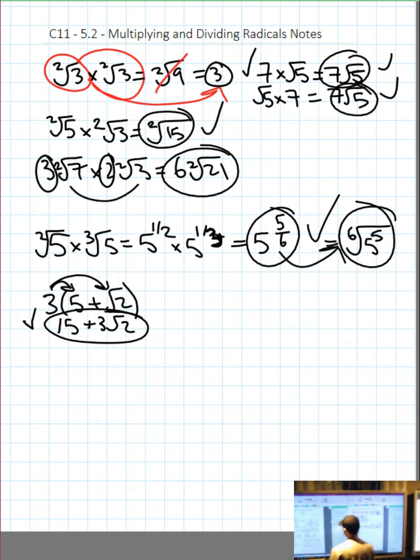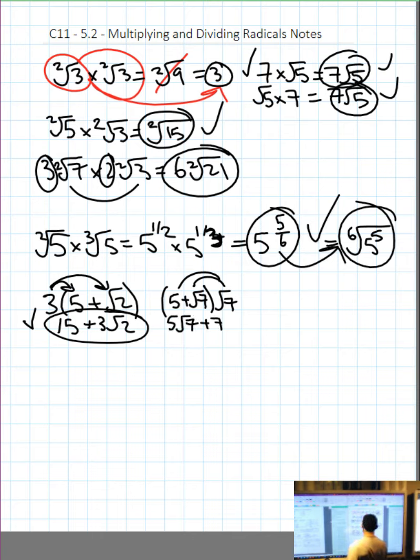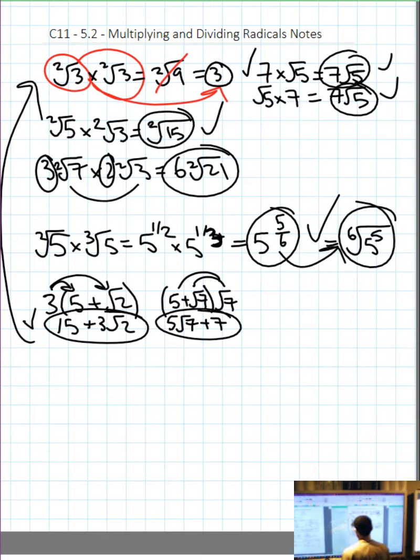So the second example, there is a 5 plus root 7 with a root 7 after. Well, distribute it backwards. 5 times root 7 is 5 root 7. And root 7 times root 7 is just 7, as we learned from the theory above. Type the question in, type the answer in, make sure they're the same.